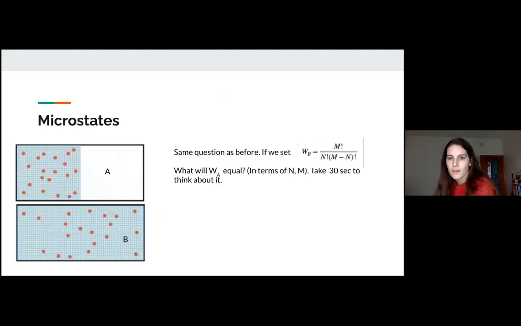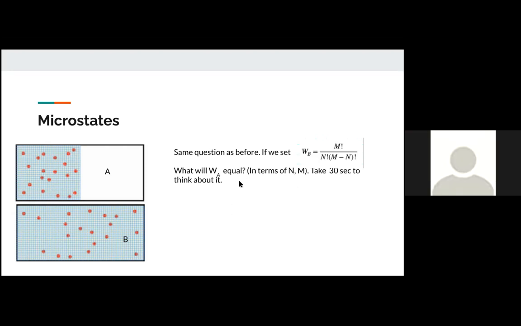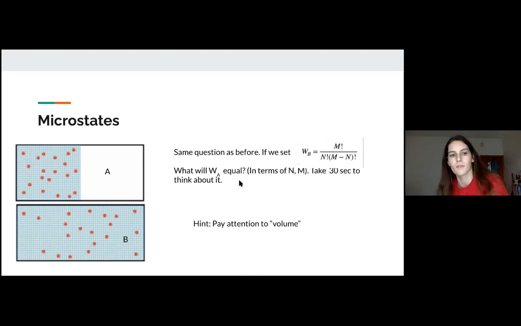So now we're going to make it a little more complicated and more realistic. It's basically the same question as before, but if we set WB equal to m factorial divided by n factorial times m minus n factorial, what will WA equal in terms of n and m? Again, take a little bit to think about this, and then you can send it in the chat again or say it loud. And if you need a hint, pay attention to the volume.